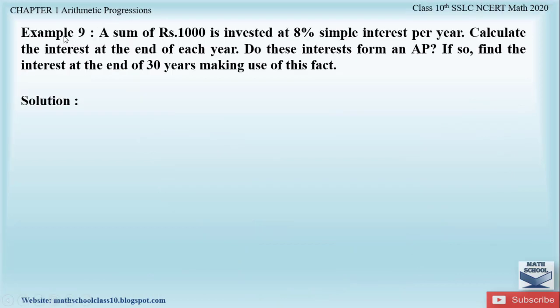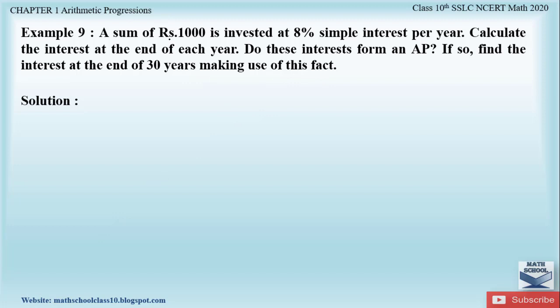Now let us solve example number 9 from chapter 1, arithmetic progressions, which says: a sum of rupees 1000 is invested at 8% simple interest per year. Calculate the interest at the end of each year. Do these interests form an AP? If so, find the interest at the end of 30 years making use of this fact.